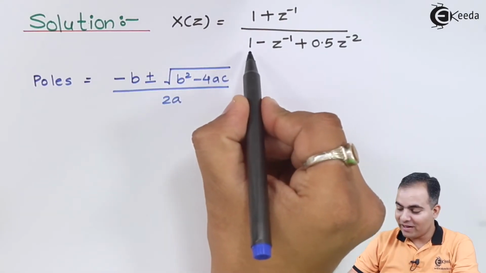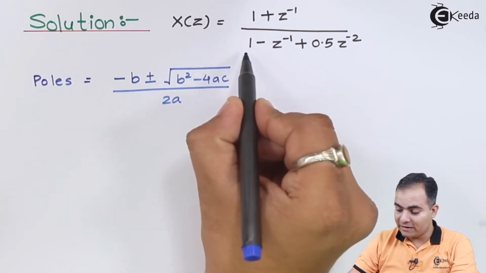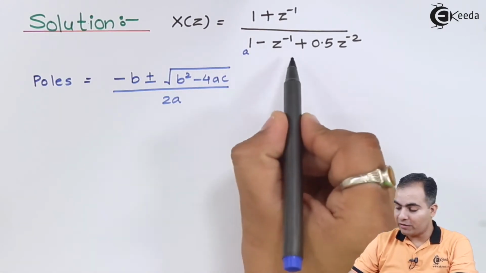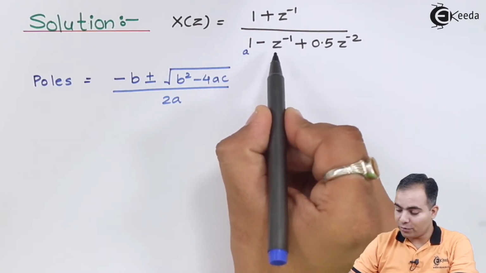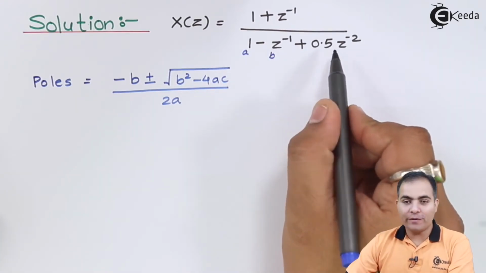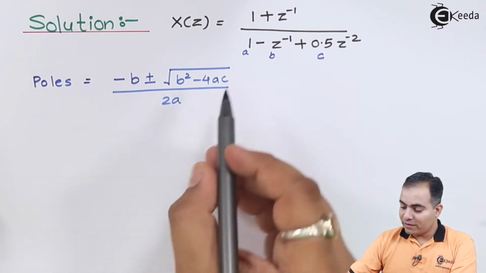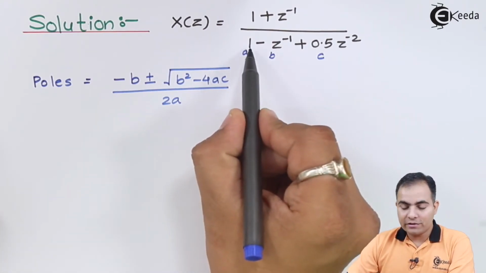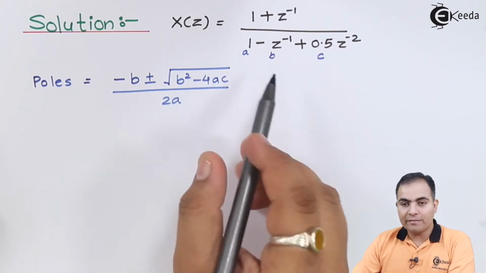In denominator, the coefficient of the highest power of Z is nothing but A, or you can say the constant is A. Next, the coefficient of Z inverse is B, and the last, that is Z to the power minus 2, the coefficient is nothing but the value of C. Now, we will substitute all these values in our equation. Here my A value is 1, B value is minus 1, and C value is 0.5. So I'll substitute all of these values one by one.